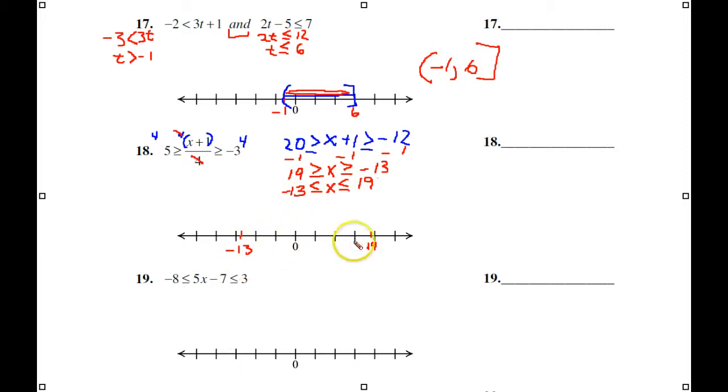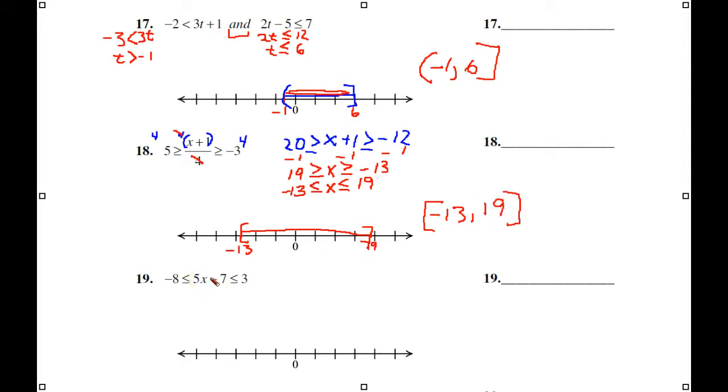So there's my negative 13, there's my 19, and this says it's greater than or equal to, so the line will go this way, and this is less than or equal to, so the line goes this way. And in these conjunctions, it's what's in the middle here. Interval notation will be bracket, negative 13, and 19 with a bracket.